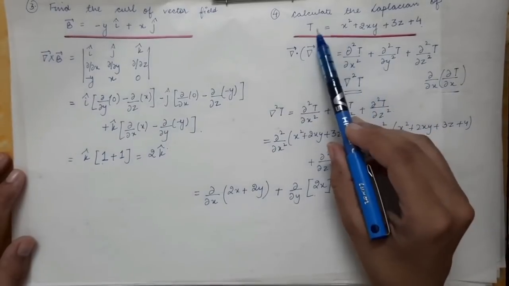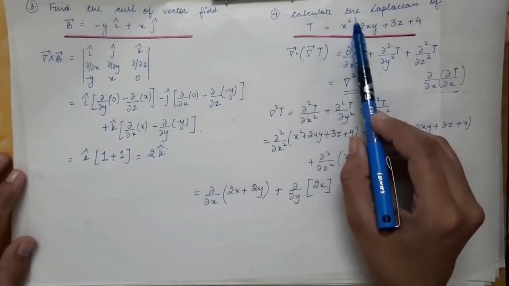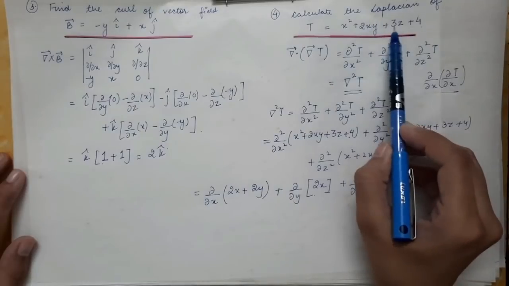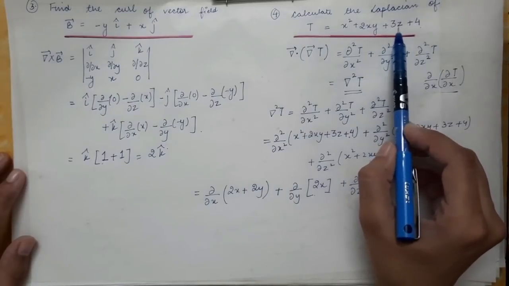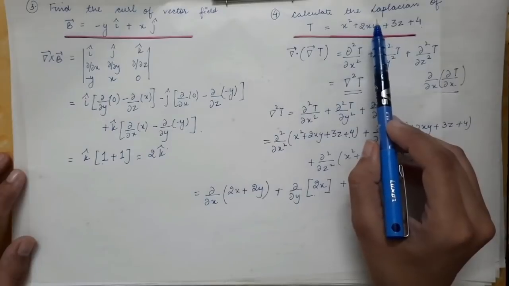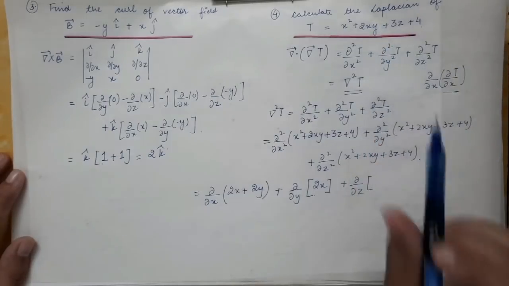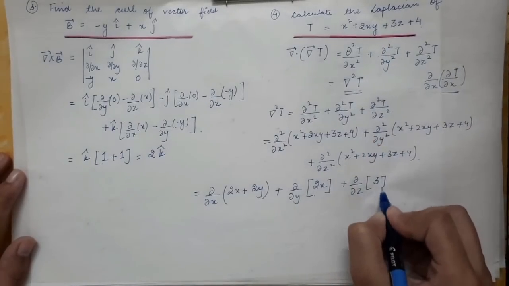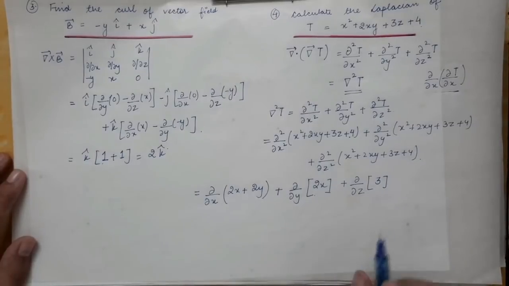So what will be del t by del z? x square will be constant, 2xy will be constant, so only you will get 3. So the derivative will operate on 3z, that will be equal to 3. So del t by del z will be equal to 3.